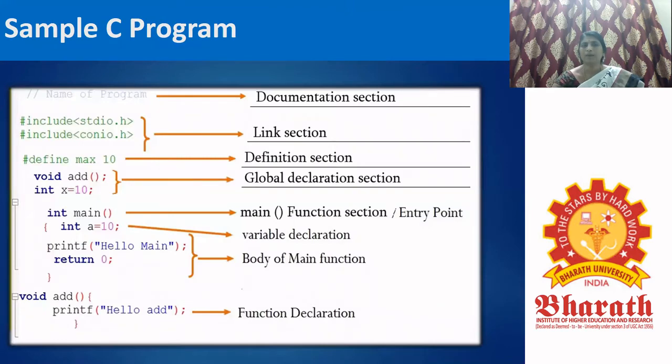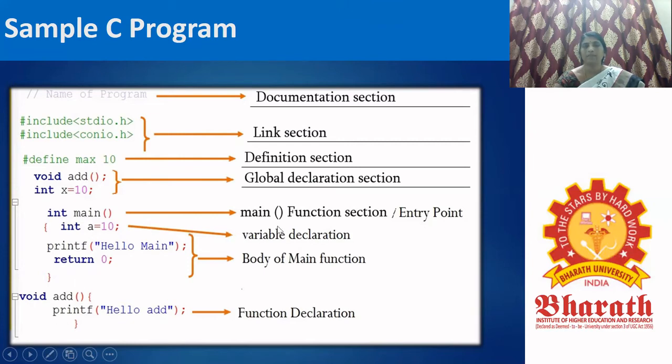A sample C program is outlined here. First thing is the name of the program, which is going to be the documentation section. And when we include the stdio.h and conio.h, this is going to be the link section. And we can define certain values for the variables, say 10 is defined for max. And we can have a global declaration section where, if you declare the variables and functions here, they are common to all the functions inside this program.